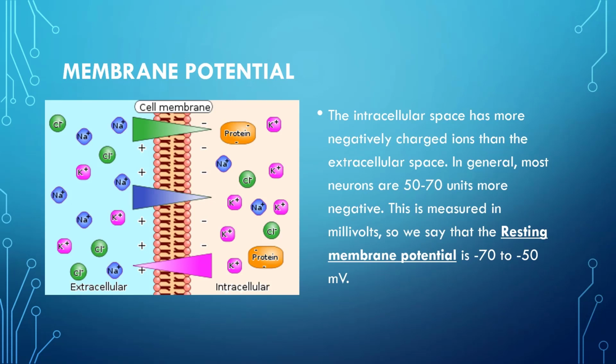So if we measure the inside of the cell compared to the outside, what we see is that the intracellular space is more negatively charged compared to the outside of the cell. And in the case of most neurons, this is going to be around 50 to 70 units more negative. And in this case, the units we're talking about are millivolts. And we call this difference the resting membrane potential. And what we mean by that is that this is the membrane potential difference that happens when the neuron isn't doing anything.